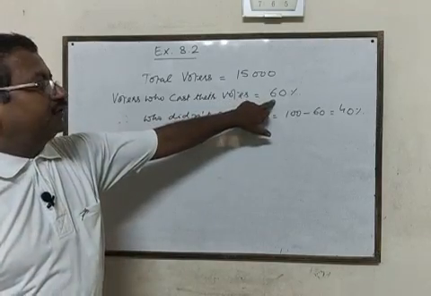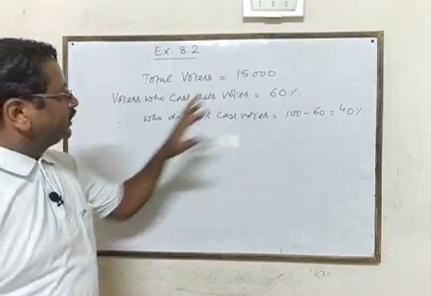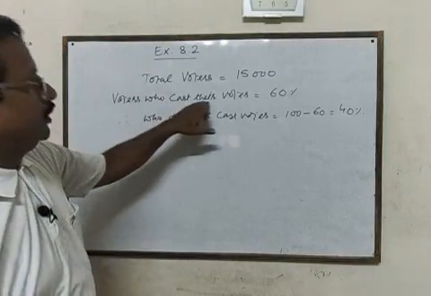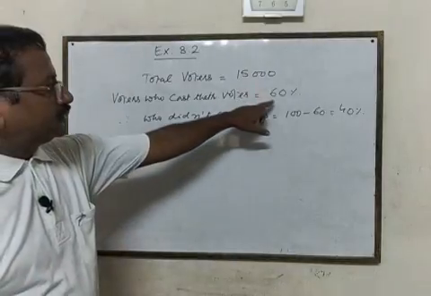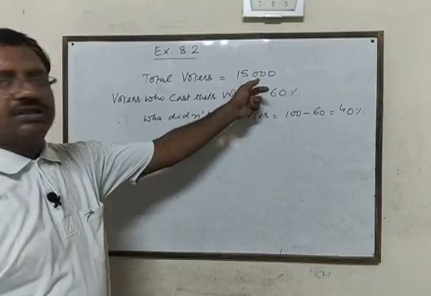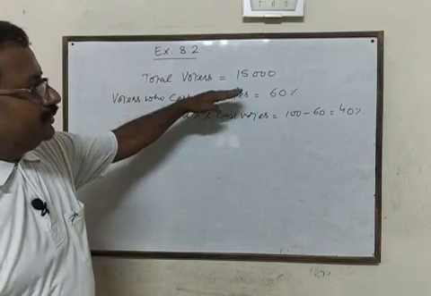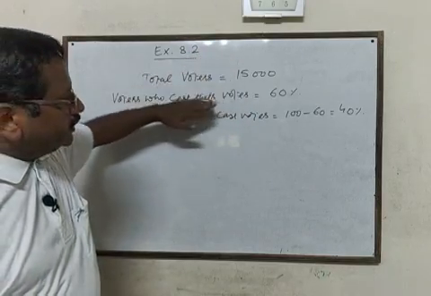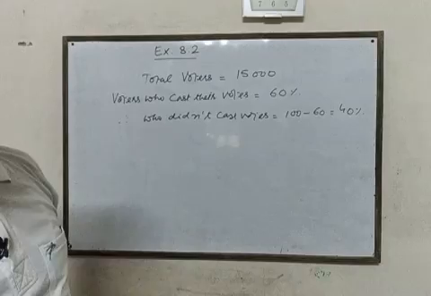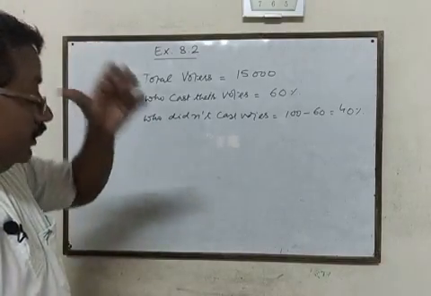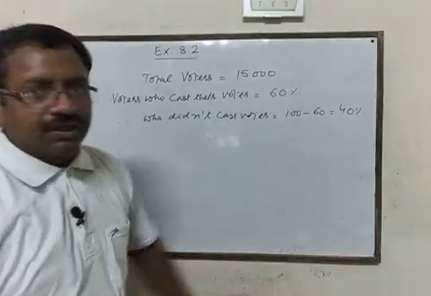So there are two ways to do this question. Directly we can link this 60% with the total quantity. Then we will be able to find out the number of voters who cast their votes. This is the first way. 60% of 15,000, you will be able to calculate voters who cast their votes. Then out of 15,000, subtract this number of votes. You will be able to find out who didn't cast a vote. So the second method is this one. Who didn't cast: 100 minus 60, 40%.